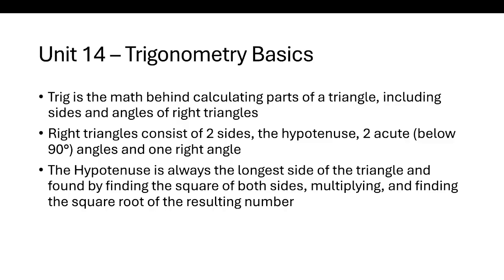So the hypotenuse of a triangle is always the longest side of the triangle and found by finding the square of both sides, adding them, and finding the square root of the resulting number.